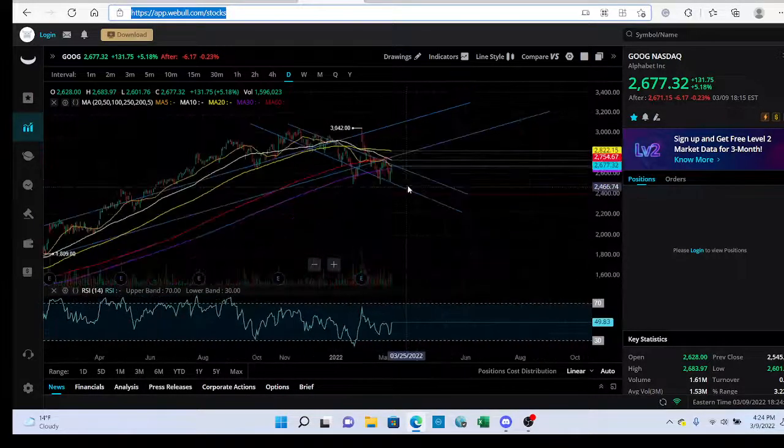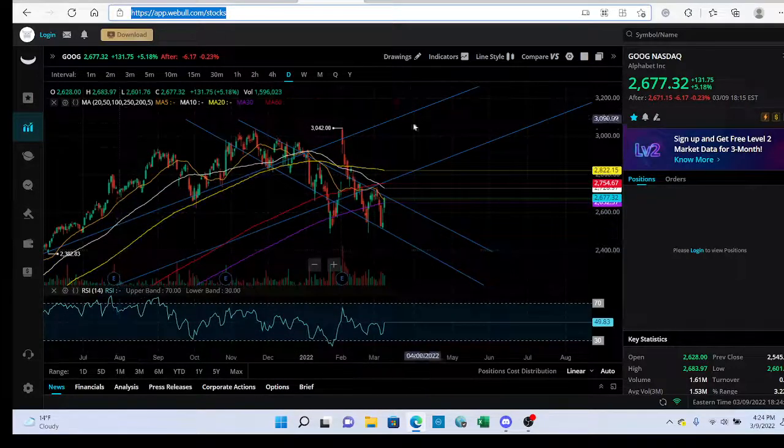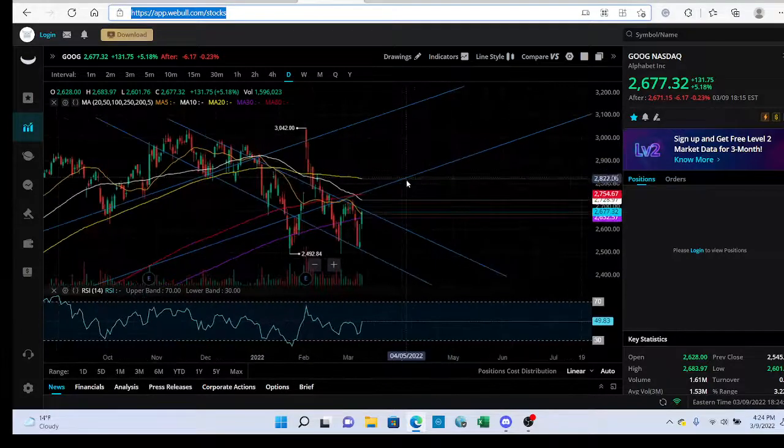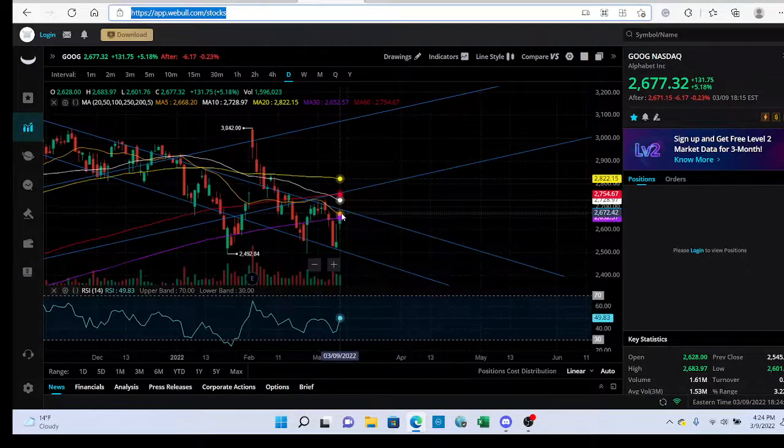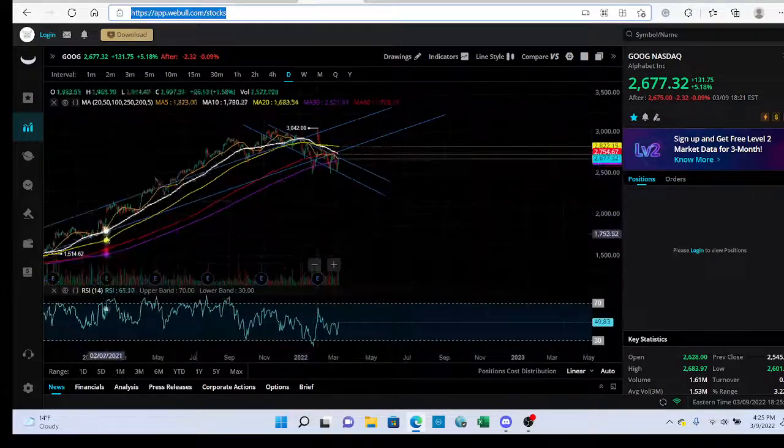Now with Google, we can see that we're in this downtrend, but there's also this uptrend going on. So kind of like with Microsoft. So right now we're basically ever so slightly above the 20-day moving average at 2,668. And our resistance is going to be the 50-day moving average at around 2,729. And then we're going to have to get above the 200-day moving average at 2,754.67 to get back within this broader uptrend channel.